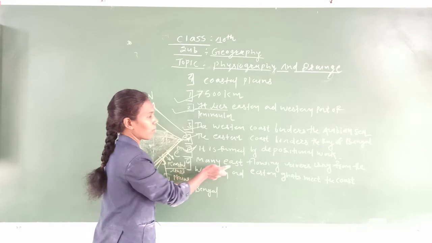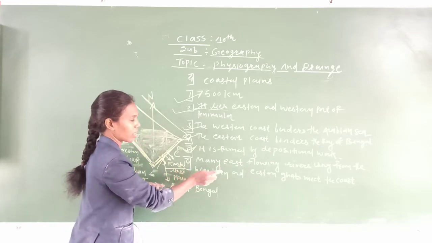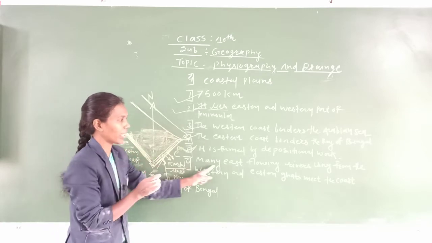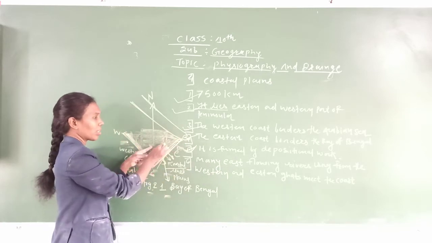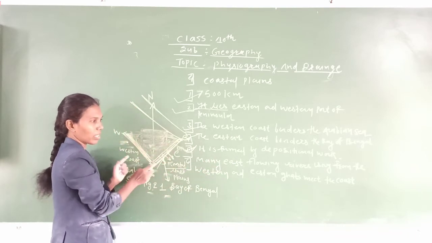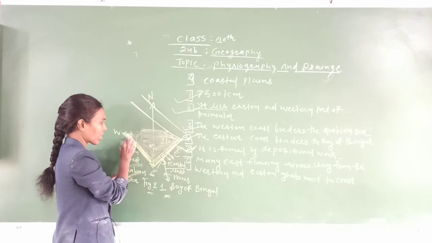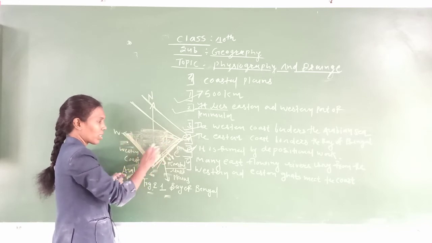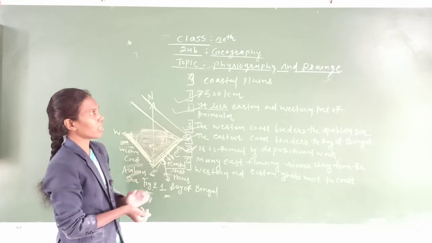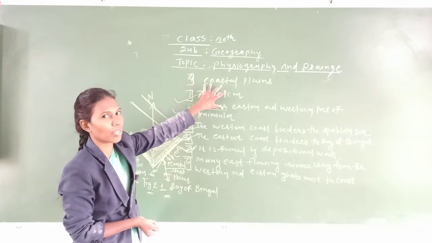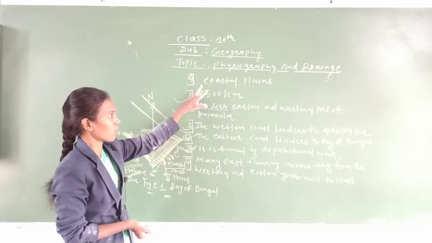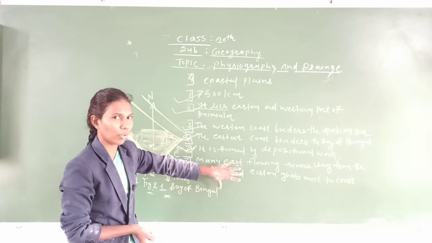Then many east flowing rivers descending from the Western and the Eastern Ghats. It is known as the Eastern Ghat and it is known as the Western Ghat. So many east flowing rivers descending from the Western and Eastern Ghats to the coast meet into the western and eastern coastal plain. So in this way we learn the physical division of the coastal plain. This is known as the east coast and this is known as the west coast. So write down all these points in your notebook.